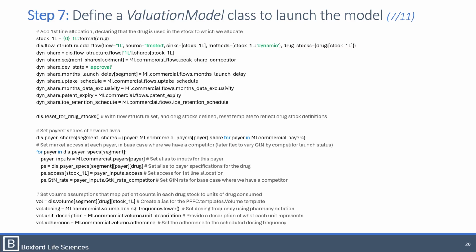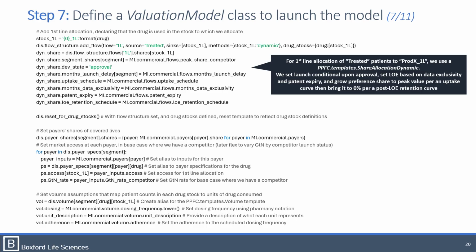Now we're going to use a dynamic allocation where we have our preference share grow from 0 to a peak as a function of time since launch, stay that way as long as we have market exclusivity, and then decline back to 0 after market exclusivity. We also declare at this point that the stock we've created is one in which our drug is consumed. By doing this, we let PPFC know where it needs to map patients to drug units, according to the logic that we're going to provide shortly.